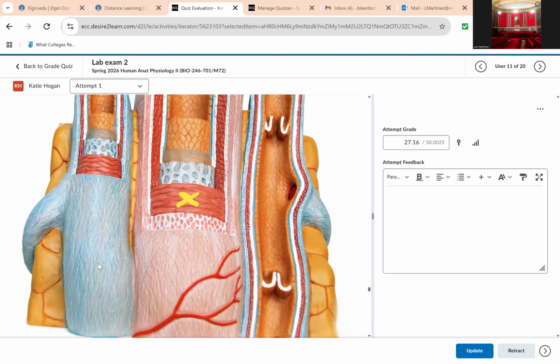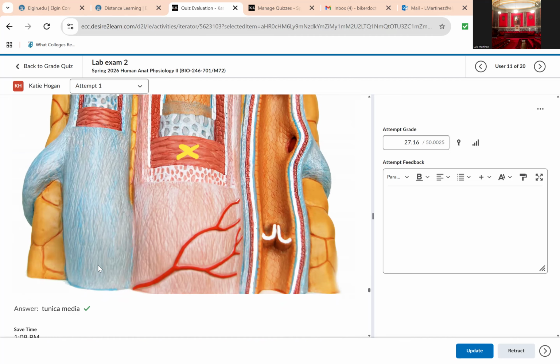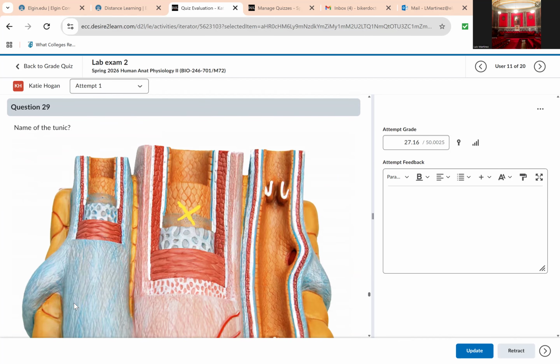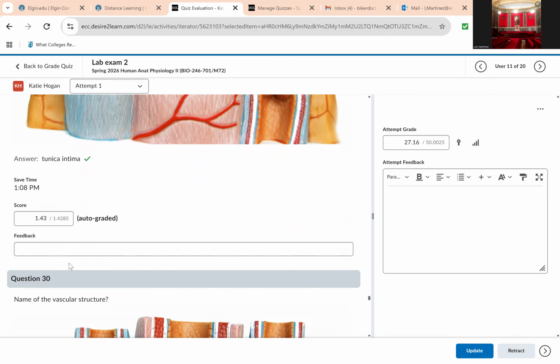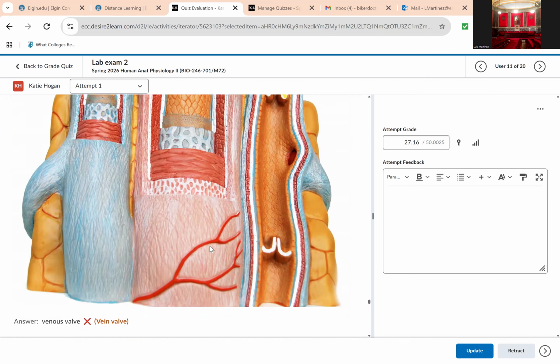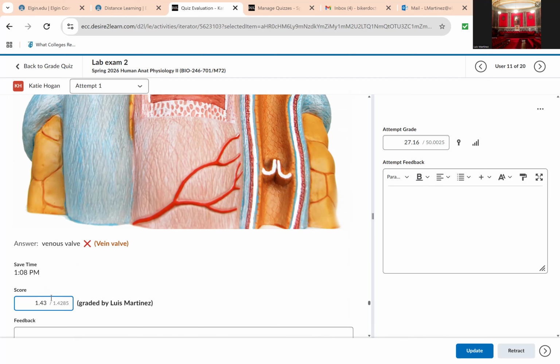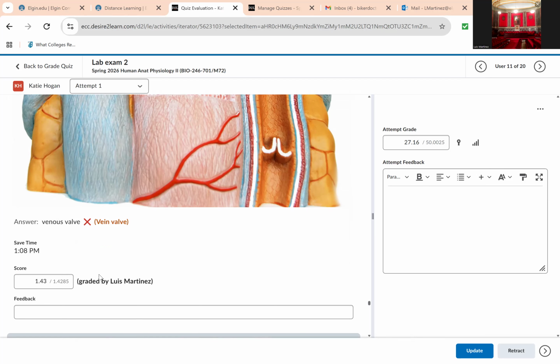This is question 28, that's the tunica media, that's correct, you got the points. This is the tunica intima, that's correct, you got your points. This is a valve, a vein valve was my answer. You answered venous valve, that's correct. And as you can see, the points were added here.